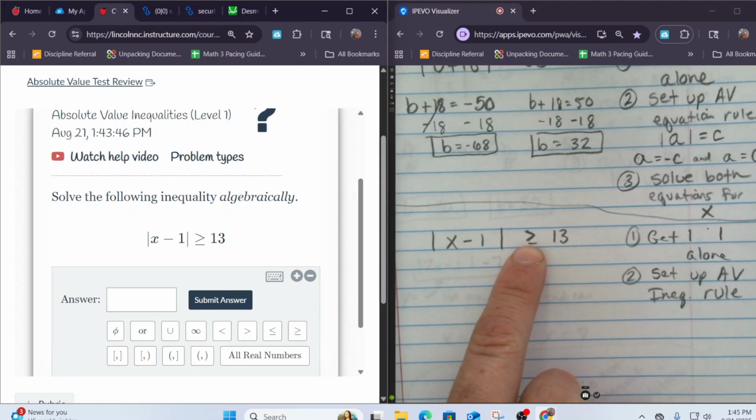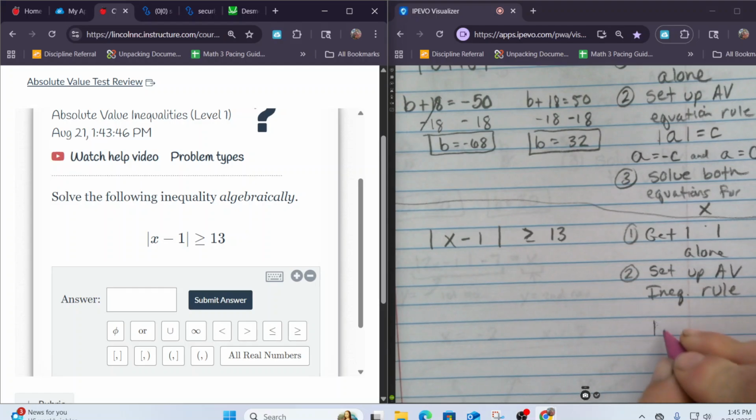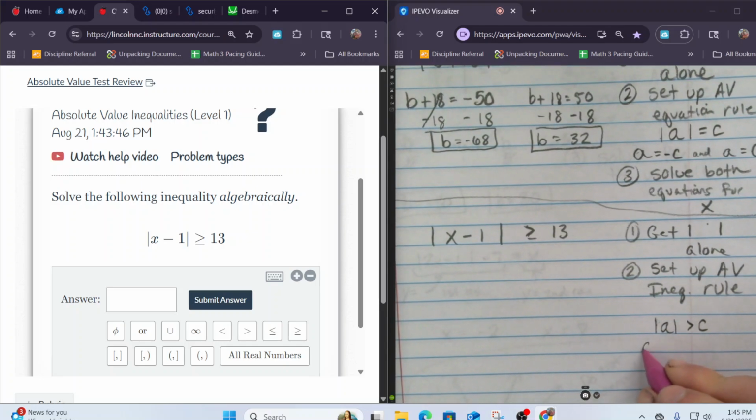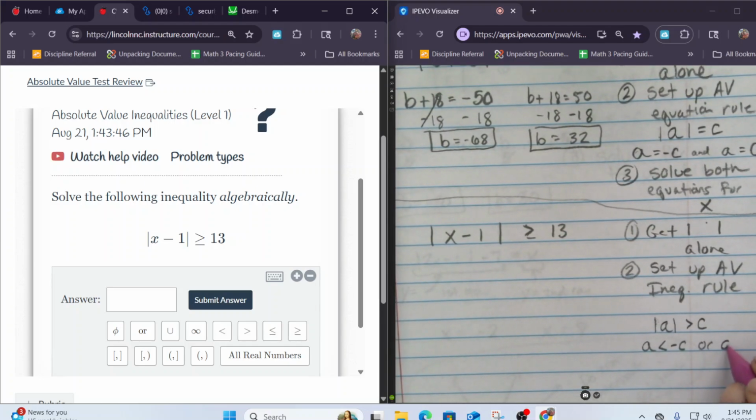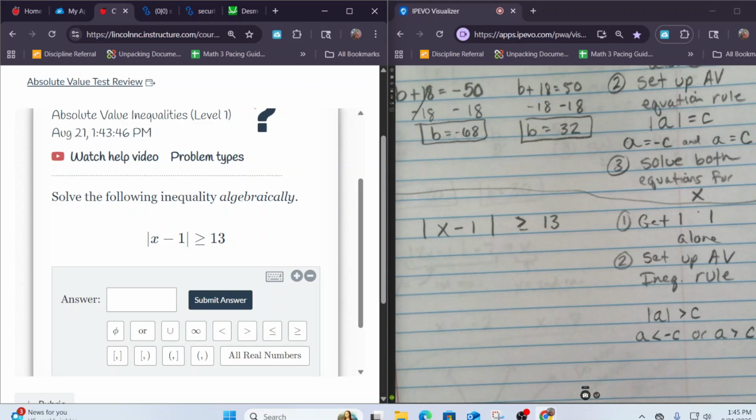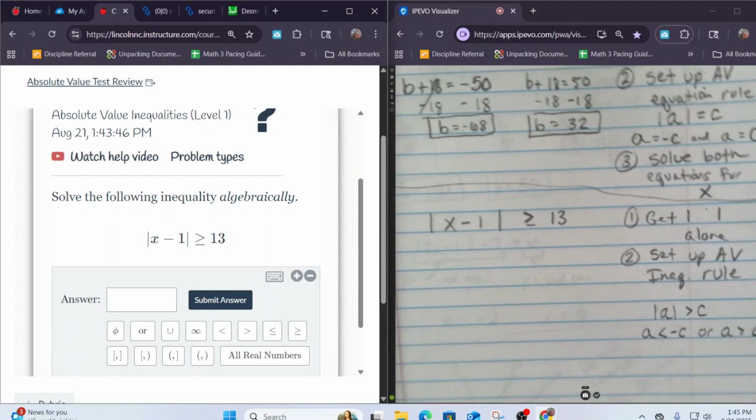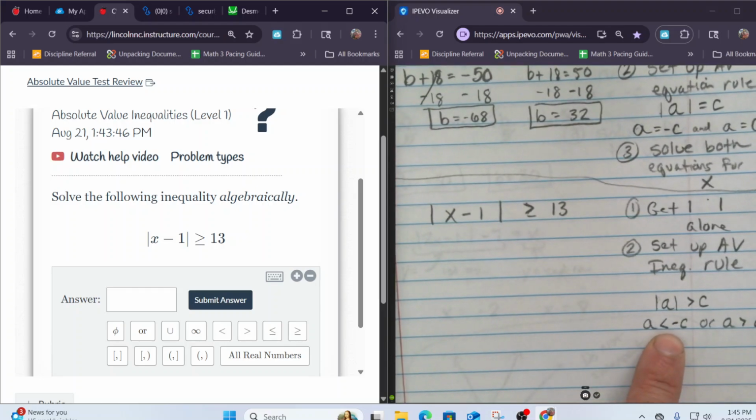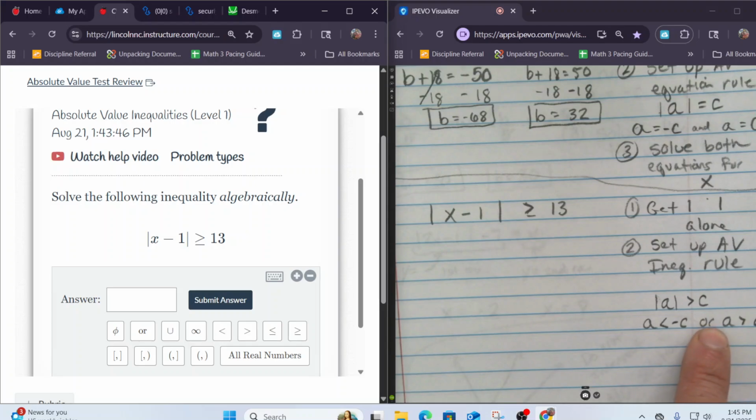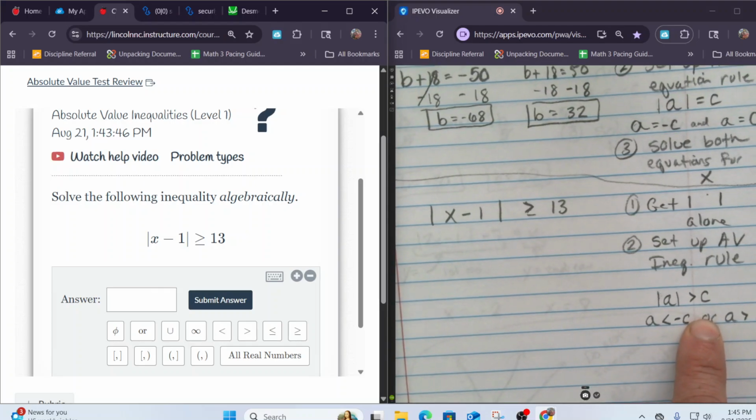Now, since this is the greater than, if I have the absolute value of A greater than a positive C, then it's A less than a negative C, or A greater than a positive C. Remember, the less than goes with the negative or the smaller number, and the greater than goes with the larger number when you get your answer. Okay, I should have said that. But A less than a negative C, or A greater than C. Don't forget your order.